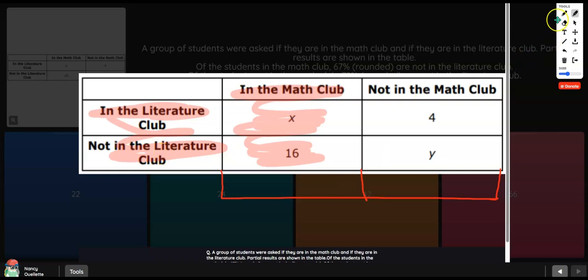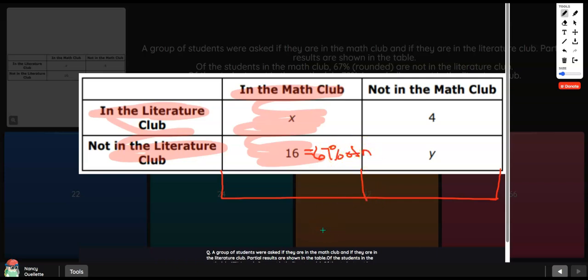All right, so what we know is that there are X number of students in both the math club and in literature club, okay? There are 16 students in the math club that are not in the literature club. And we also know from our problem that of the students in the math club, 67% are not in the literature club. So what we know is that this 16 is 67% of some number. And I'm going to call that number N.